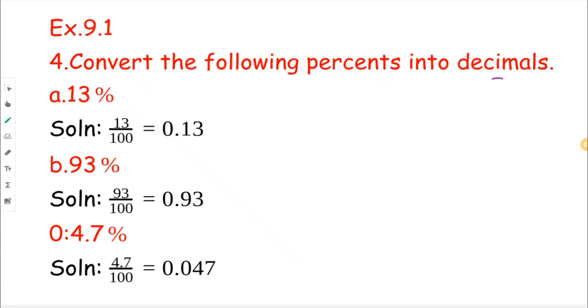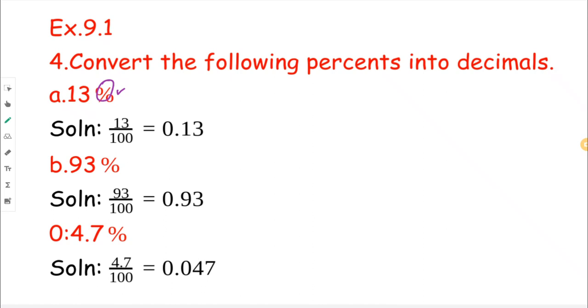Alright, continuing with exercise 9.1, question number 4. Convert the following percents into decimal. Decimal numbers means it has to have a point, right? So now let us have a look at A. They've given 13%. So percentage means I just have to divide by 100, right?